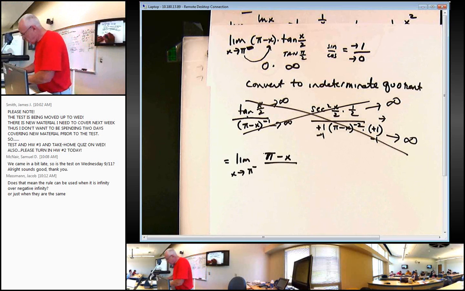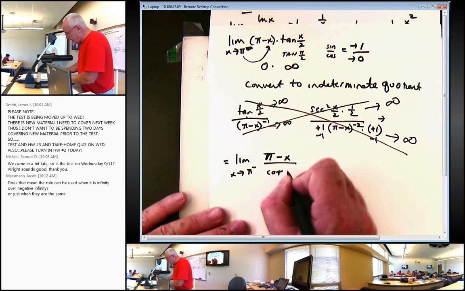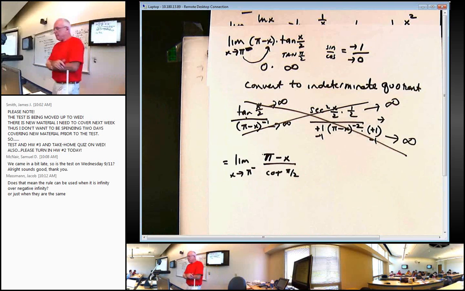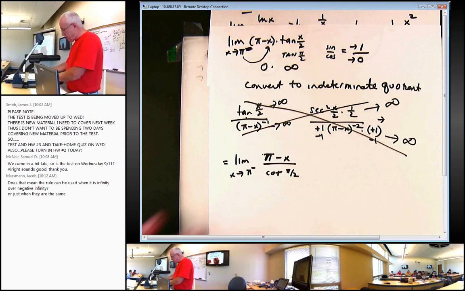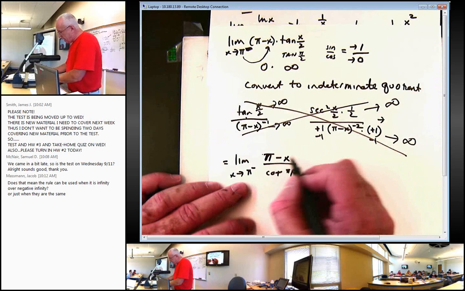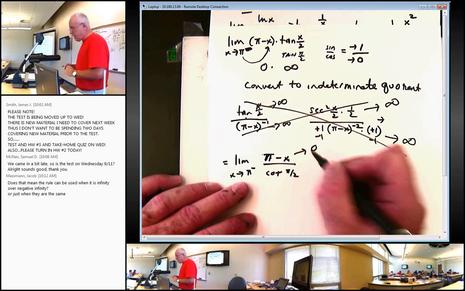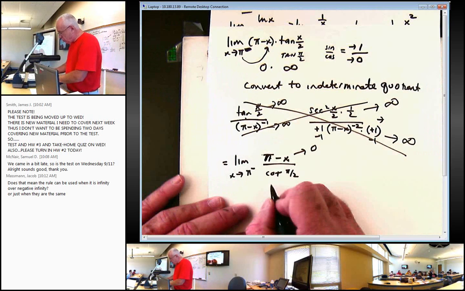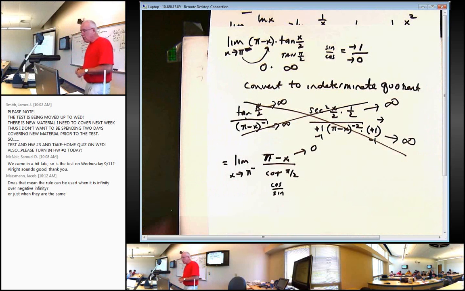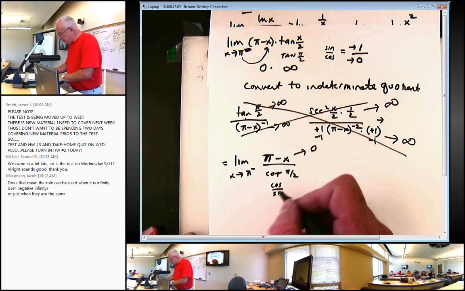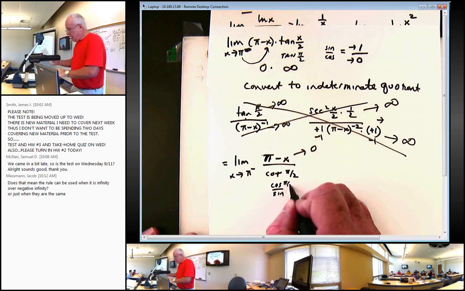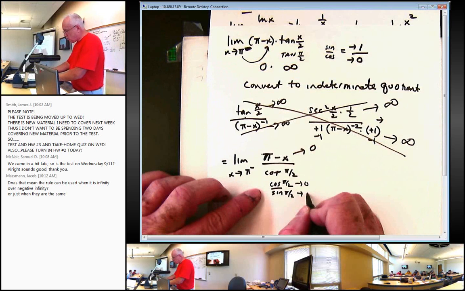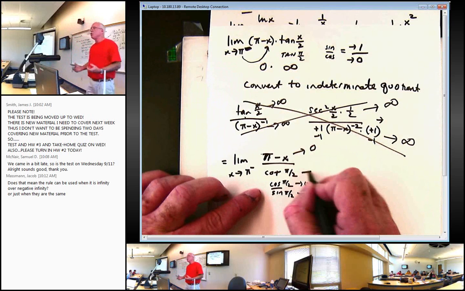Cotangent. So the cotangent of pi over 2 would be in the denominator. Okay, now let's see what we have here. This gives pi minus pi, which gives us a 0 there. Now, as you said, Jenna, the cotangent is the cosine over the sine. As we go to pi over 2, the cosine is going to go to 0. The sine of 90 degrees is 1. So the bottom is also going to go to 0.